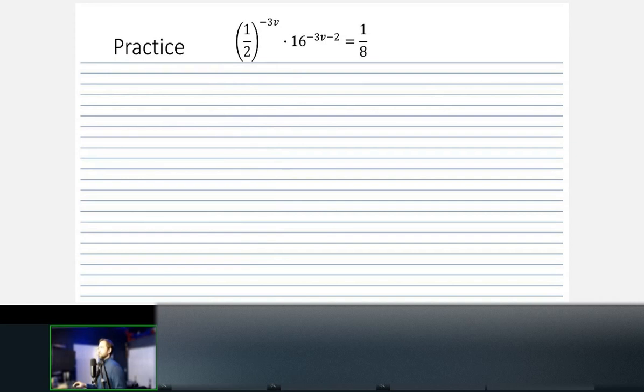All right. So looking at everything, we got this 1/2 to this power, 16 to this power, and 1/8. What do you think our ultimate base is going to get down to? What number should the base be? What do you think?